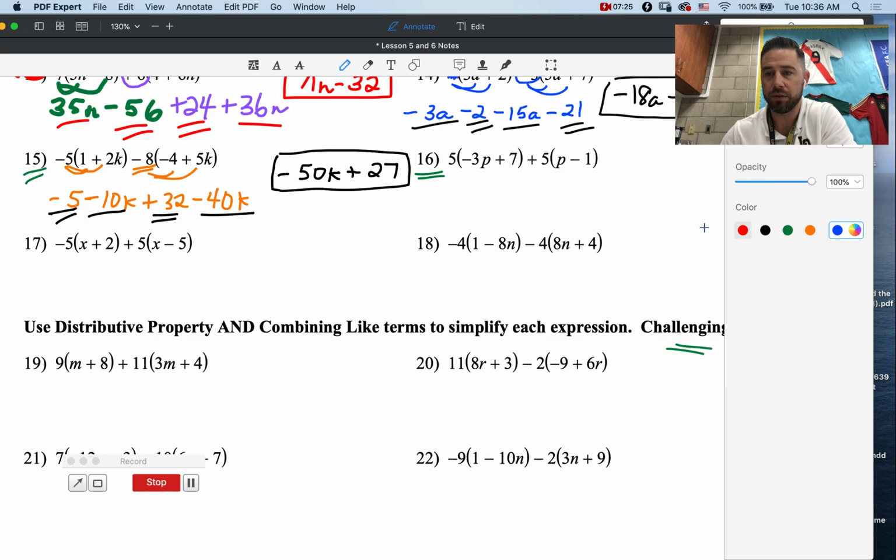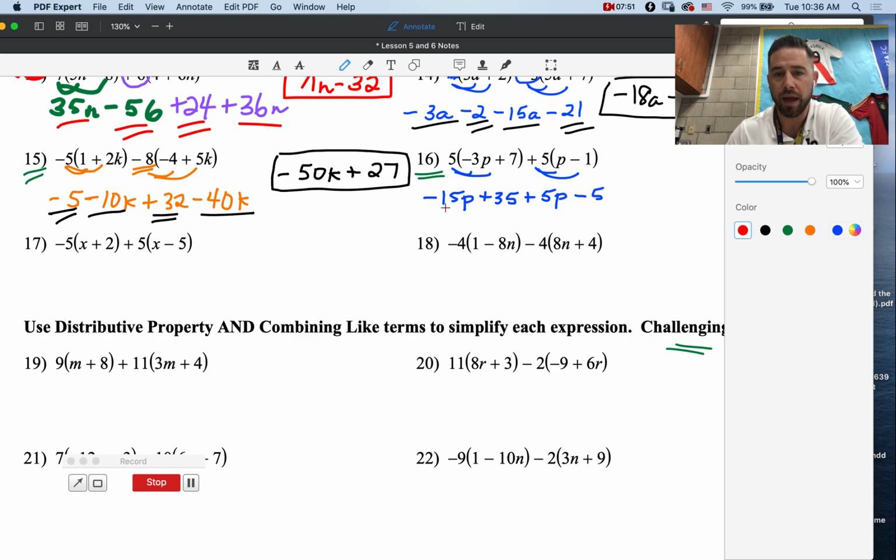Let's slide over here. Let's use that blue that I like. We're going to distribute, distribute, distribute, distribute. Okay, we have a -15p. Then we have 5 times +7, that's a +35. Then we have positive 5p. See, if you know it's positive, you got to put the plus there, okay? And then we have 5 times -1 is -5.